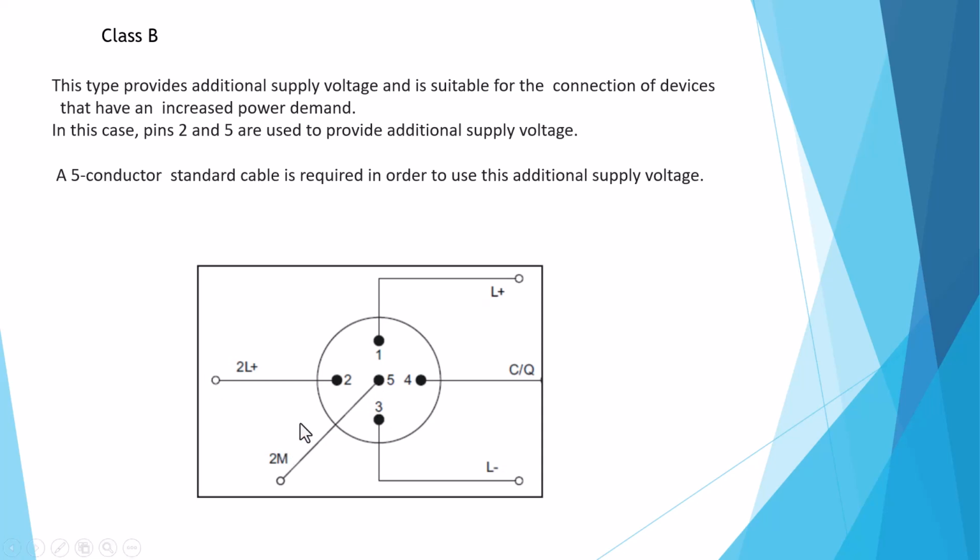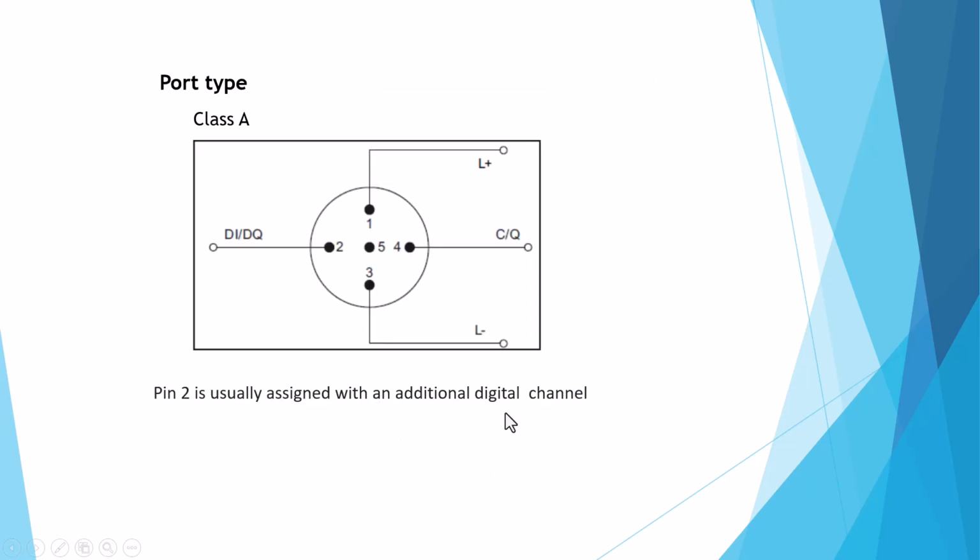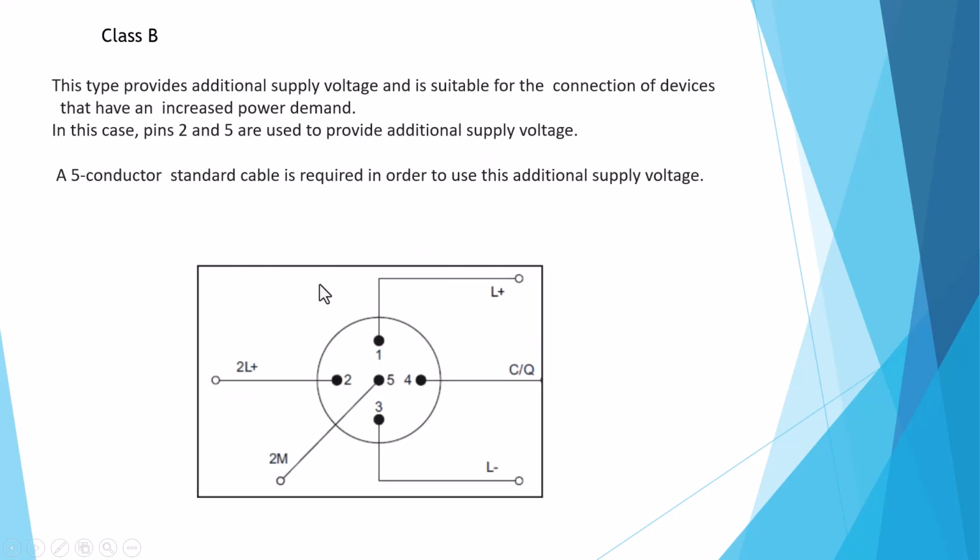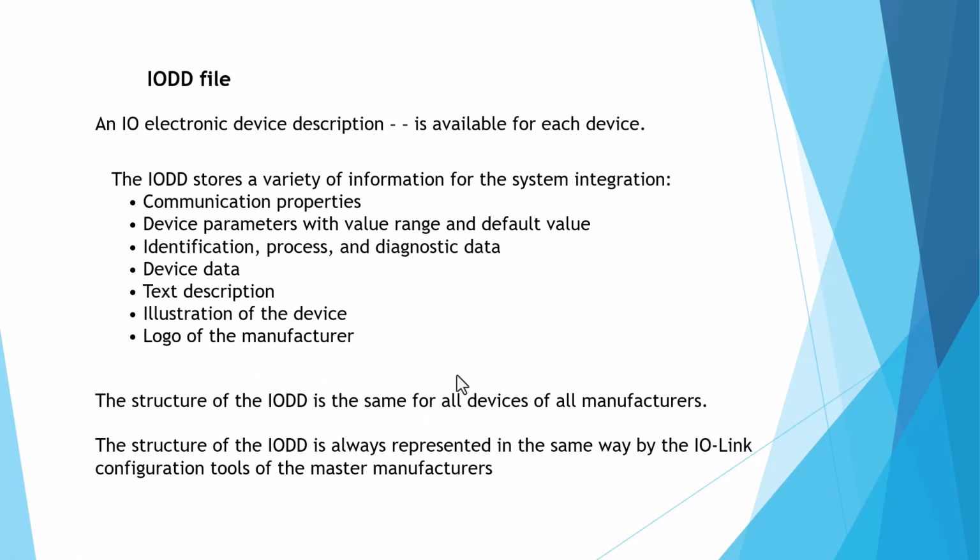All the same thing, just use pin 5. Before, we used 4 pins just for sensors and 5 pins just for actuators and control valves. Okay, IODD. IODD is called electronic device description. It's available for each device.